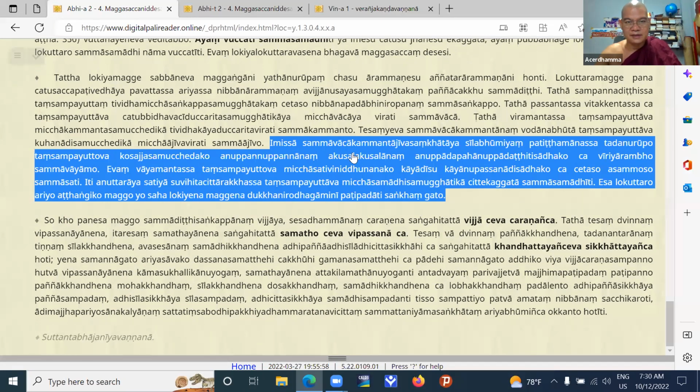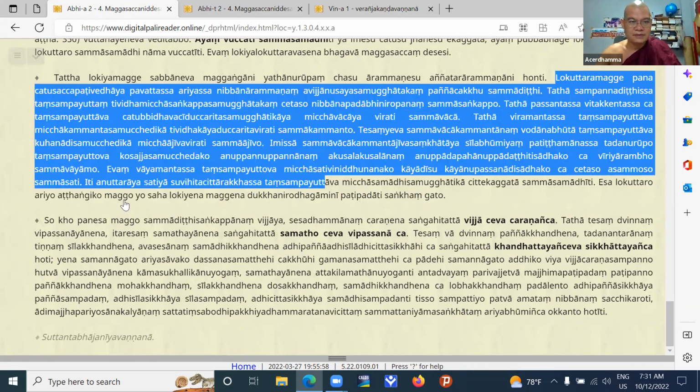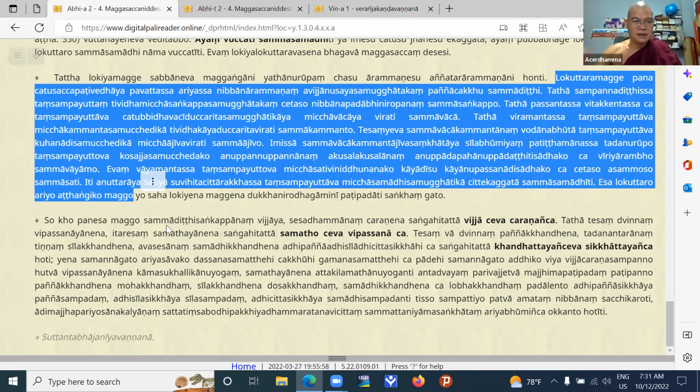These belong to lokuttara, the lokuttara magga up to here. This Atthangika Magga belongs to lokuttara. It is taken as dukkhanirodhagamini patipada. So what is the dukkhanirodhagamini patipada here? The lokuttara magga, together with the lokiya magga, is called here dukkhanirodhagamini patipada. Usually we say the Eightfold Noble Path, but the Eightfold Noble Path includes both lokiya and lokuttara here, not only lokuttara.